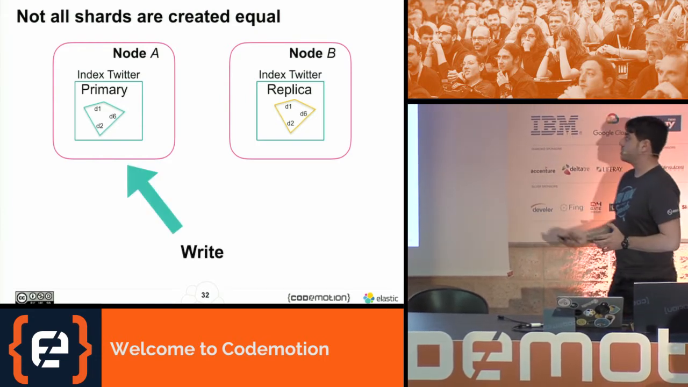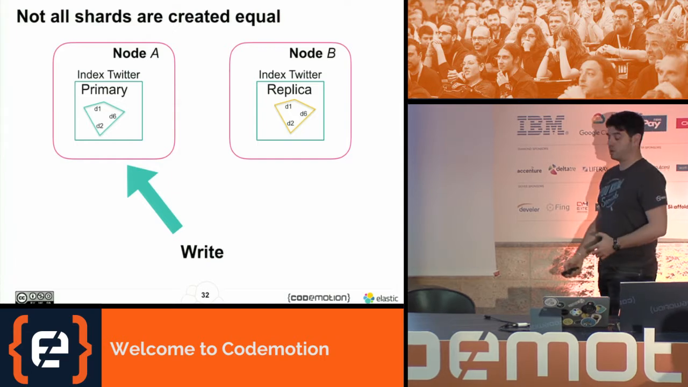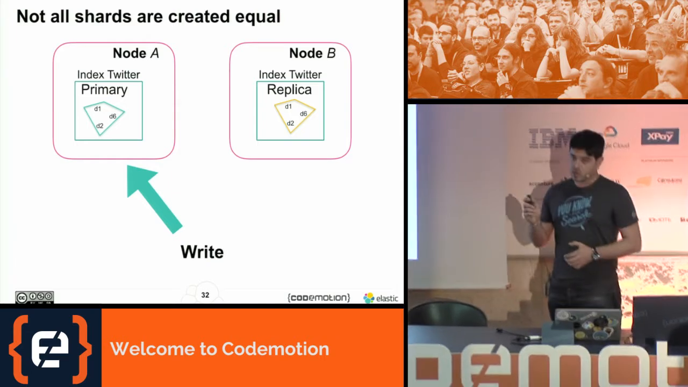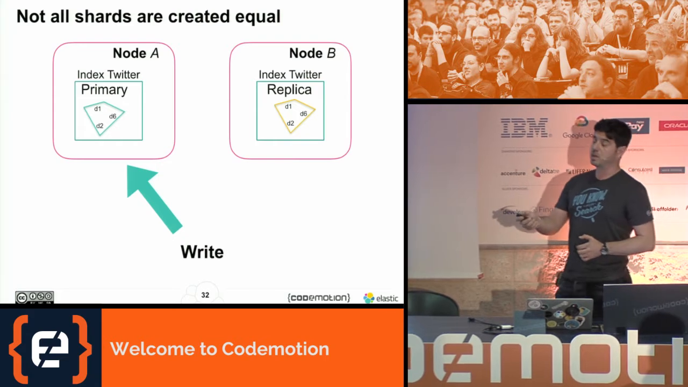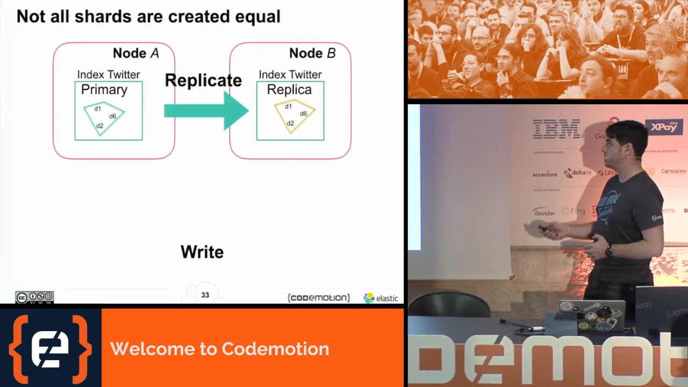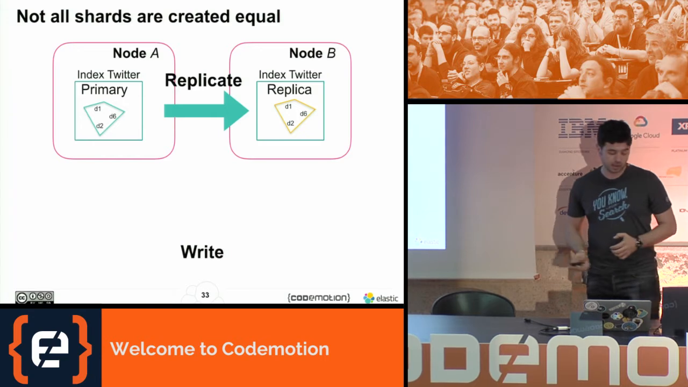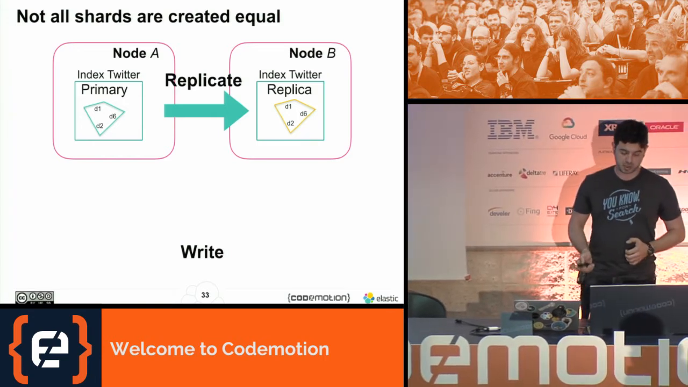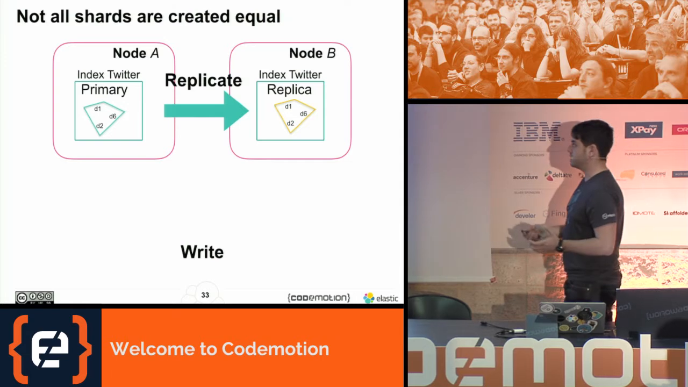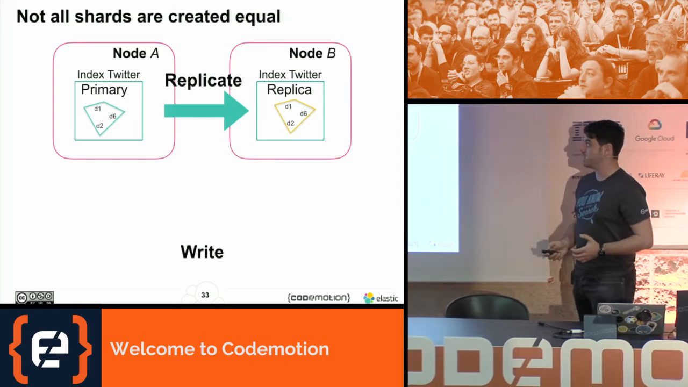So the way that works is when we send an indexing request to Elasticsearch, to a Twitter index in this example, that request goes to the primary first, and it gets written there. And then under the hood, Elasticsearch will take care of replicating that data into the replica shard. So that basically allows us to have two copies, in this case, of the same data.